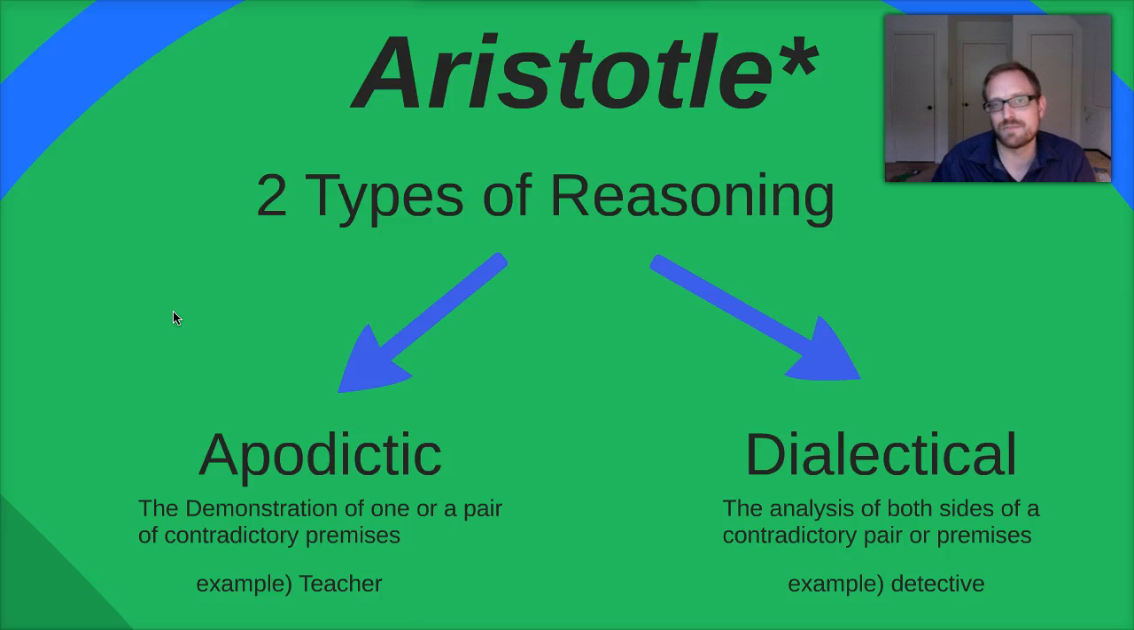Whereas the second type of reasoning is the type of reasoning that's largely employed in Plato, which is dialectical reasoning. And that's the analysis of both sides of a contradictory pair of premises. That is the sort of reasoning that a detective makes. So for instance, the teacher already knows what they think, and they're going to prove what they think using demonstration. Dialectical reasoning doesn't proceed with the assumption that we know the answer. And so the argument is to try to figure out which of the two premises that are contraries of each other is going to be true.